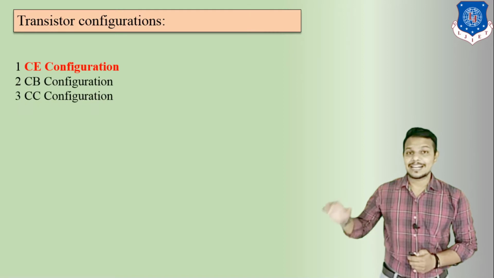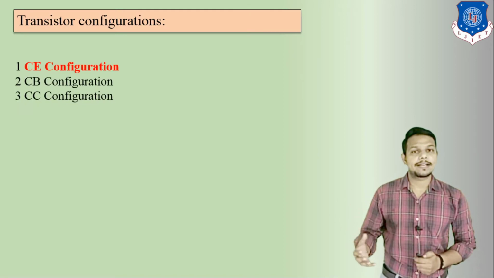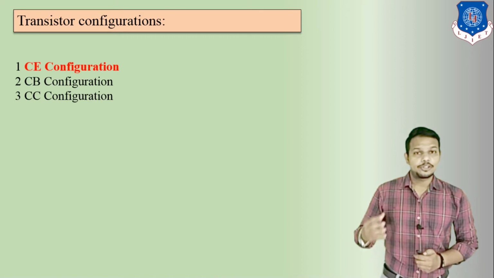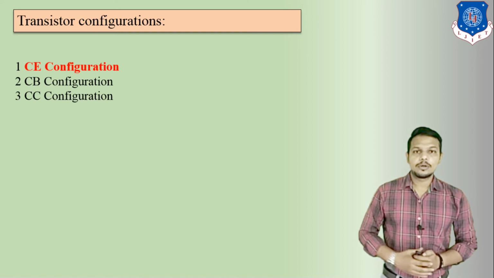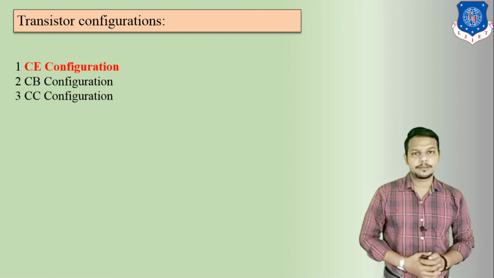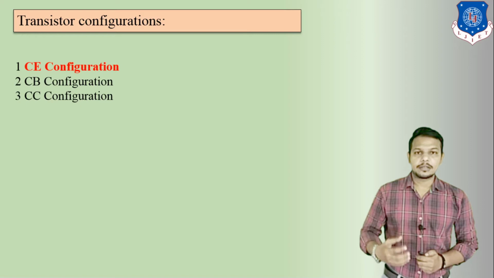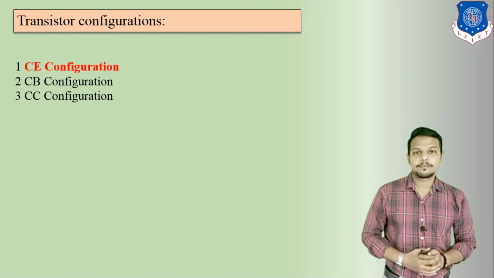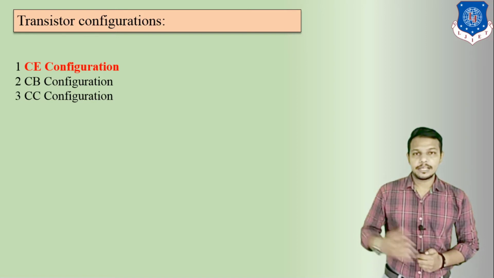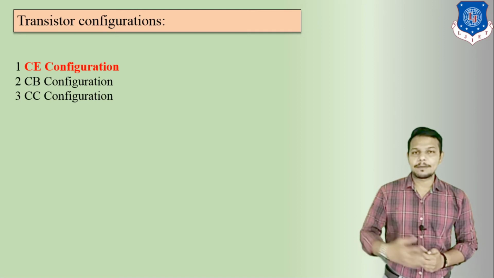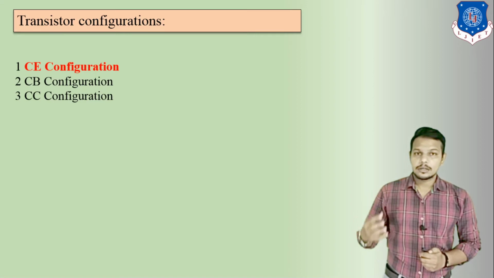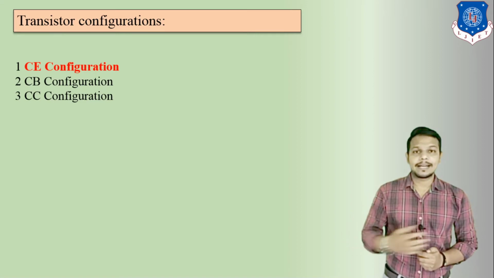Here we can see the transistor configurations, which are also known as common configurations. Common configuration means there are three terminals, and if you put a particular terminal as common, that becomes the common configuration. For example, if I take the emitter terminal as common, it becomes common emitter configuration. If I consider the base as common, that becomes common base configuration. If I take the collector as common, that becomes common collector configuration.